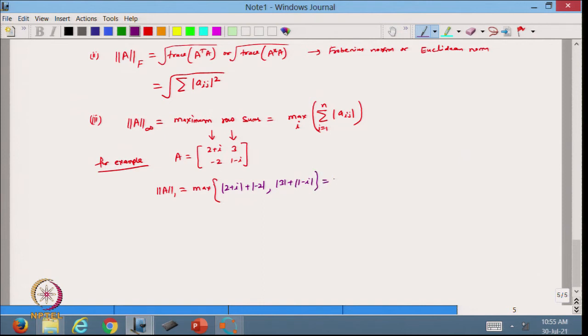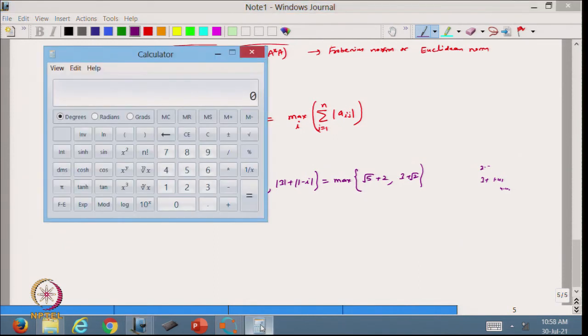From here I can write that this is equal to the maximum of: modulus of 2 plus i, which is 2 squared, 4, plus 1, 5, under the root, plus 2; and 3 plus the modulus of 1 minus i, which is 1 plus 1 under root, root 2. In this case we can find the maximum value. Now, root 5 I can take from this one. So this is what we are defining.